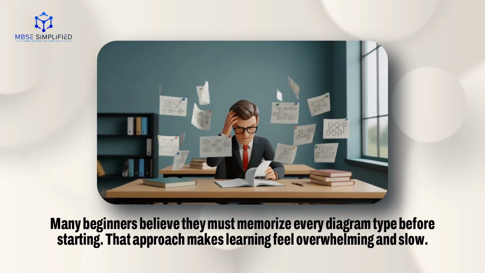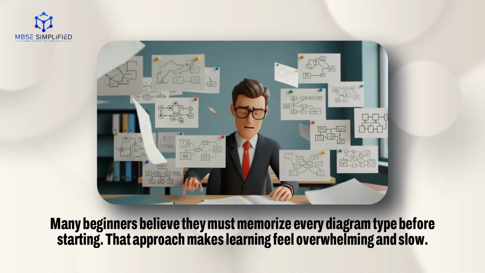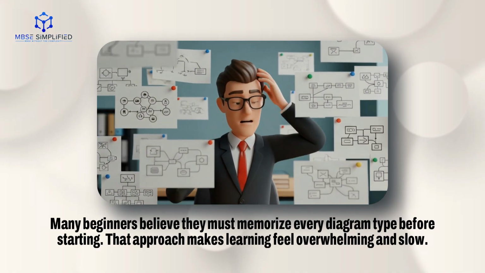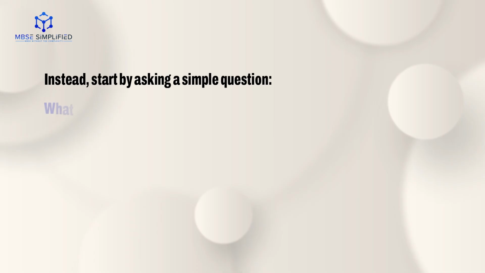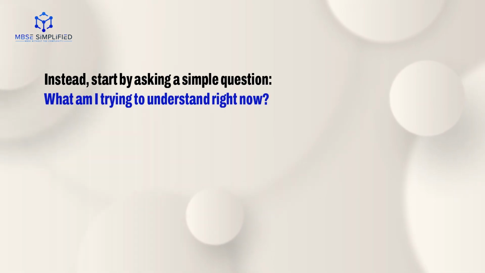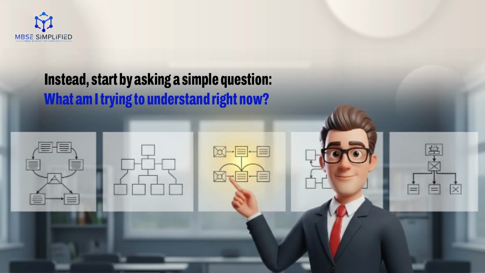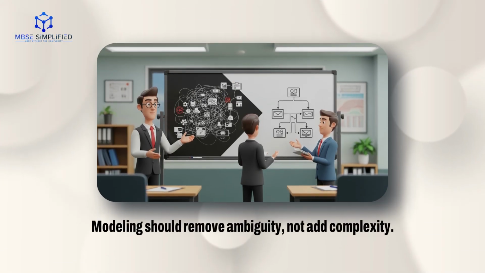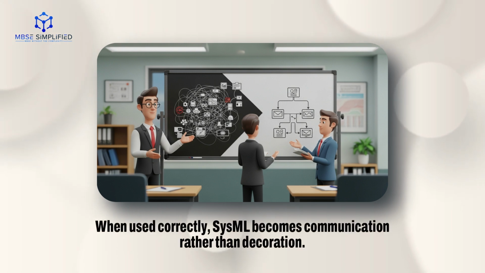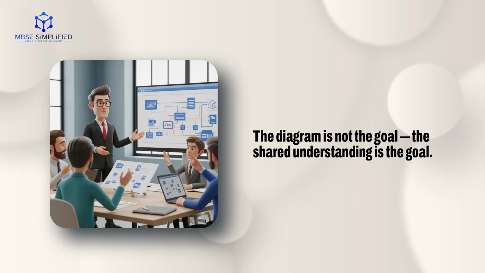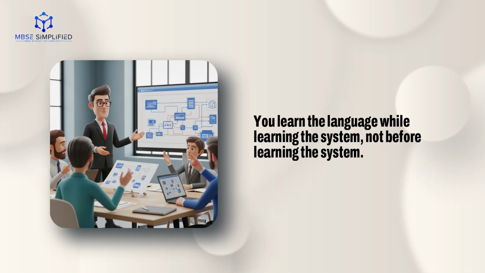Many beginners believe they must memorize every diagram type before starting. That approach makes learning feel overwhelming and slow. Instead, start by asking a simple question. What am I trying to understand right now? Then choose the diagram that helps answer that question. Modeling should remove ambiguity, not add complexity. When used correctly, systems modeling language becomes communication rather than decoration. The diagram is not the goal. The shared understanding is the goal. You learn the language while learning the system, not before learning the system.